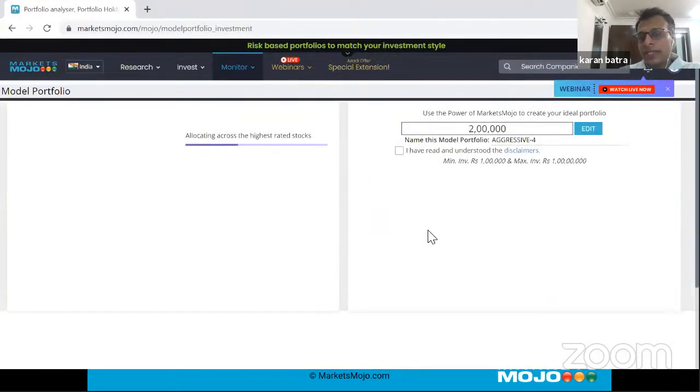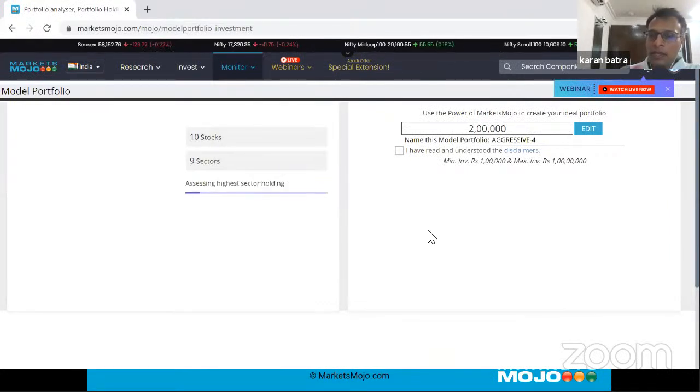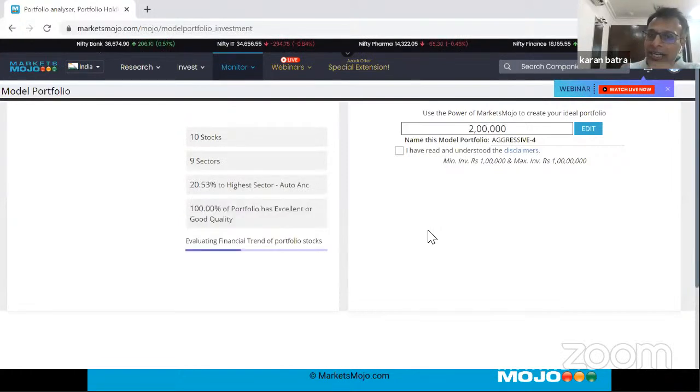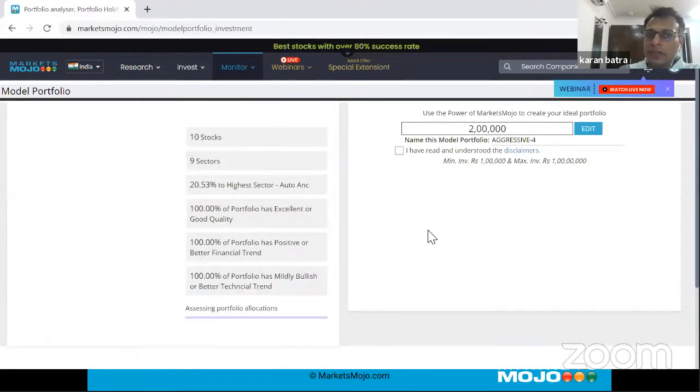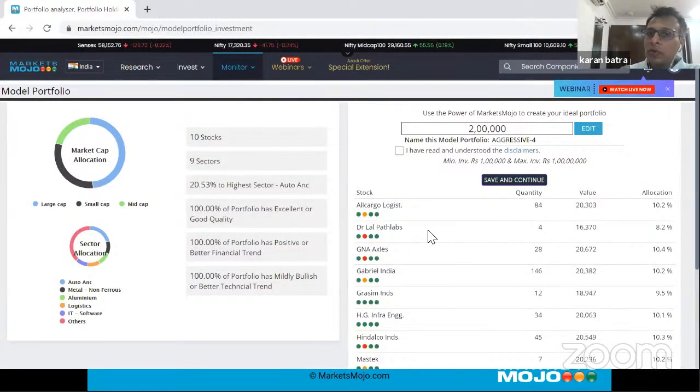Now, what I want to highlight is every model portfolio is unique. So what I mean by that is this model portfolio is being created right now, basis which are the top stocks at this particular moment. If someone creates a portfolio tomorrow, they might get different stocks, different allocations. So every portfolio is unique because, and why this happens. Whenever you're creating a portfolio, we select the best stocks at that point of time.